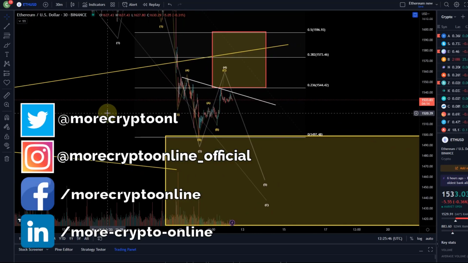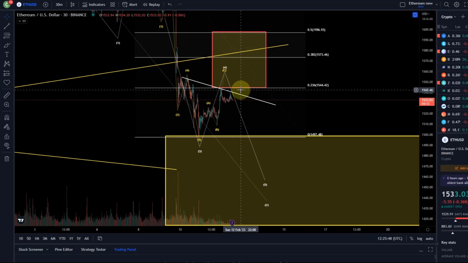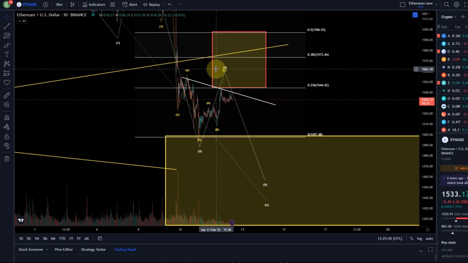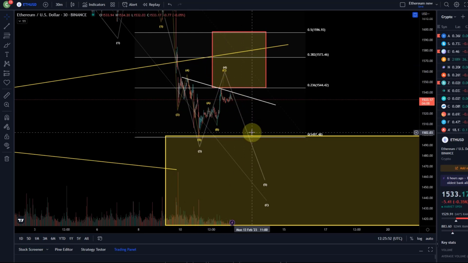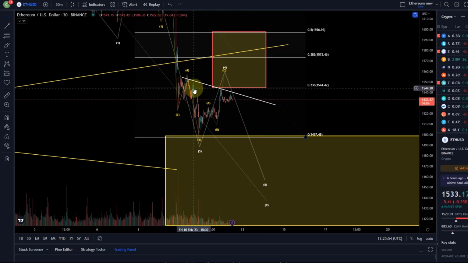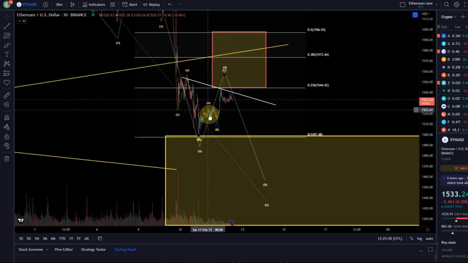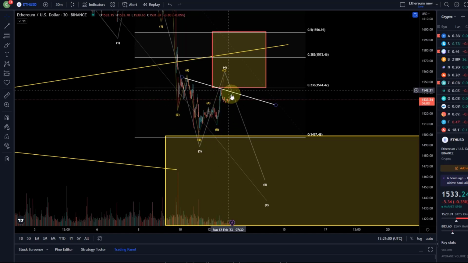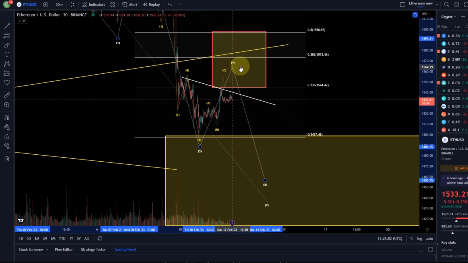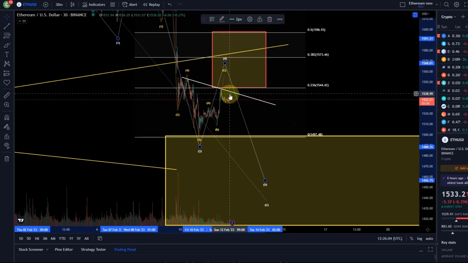So yeah, Ethereum hasn't really moved too much since the last video. Bitcoin made a slightly higher high and moved further into resistance. Ethereum here shows weakness, because what we can see is still this ABC structure. Bitcoin's wave 4 has morphed into a WXY, but Ethereum's not really.